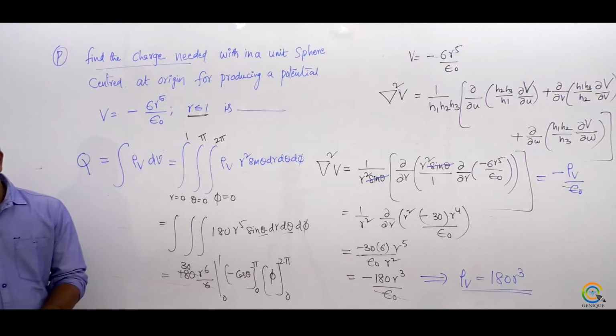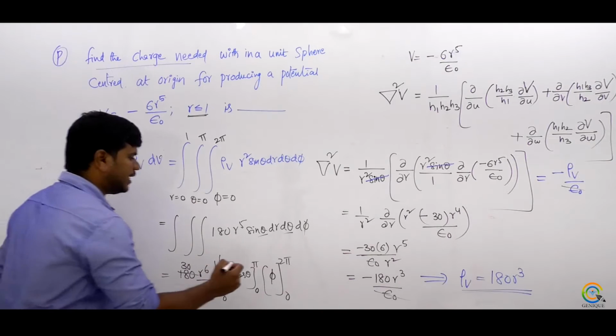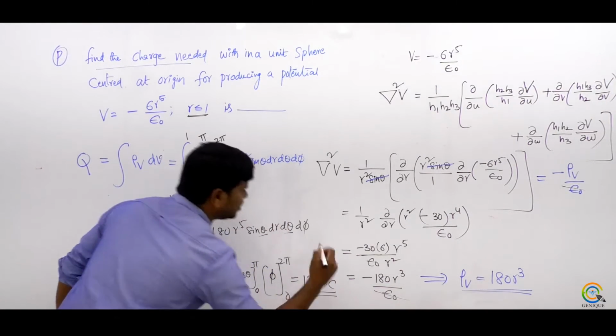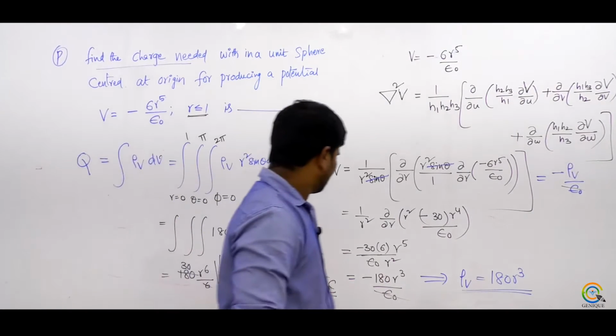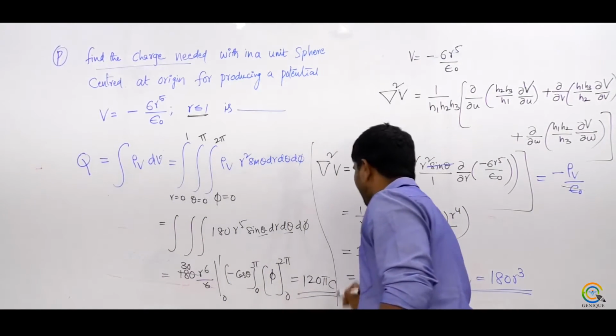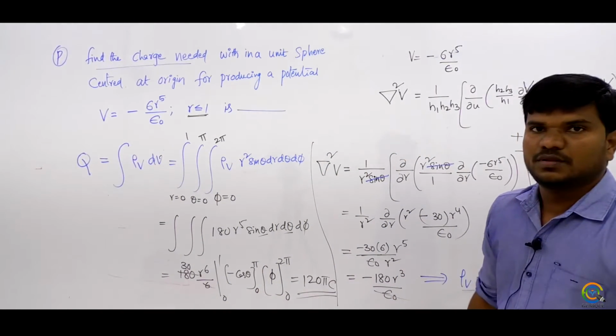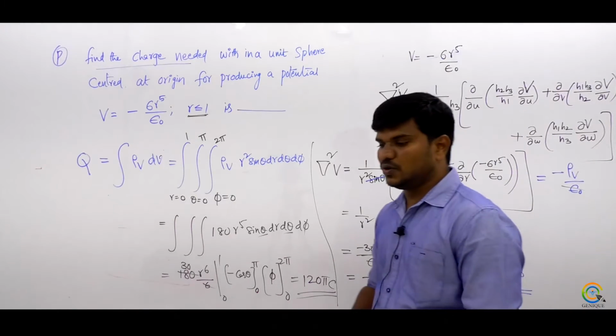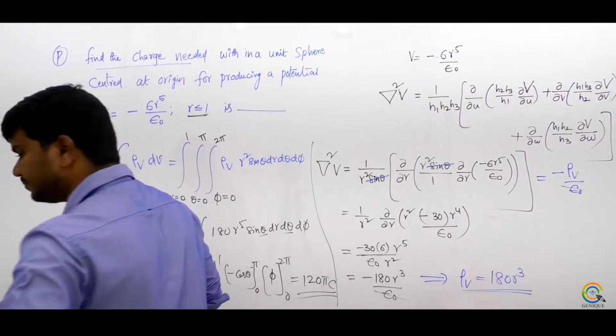So finally what are you getting? It will be 120 pi coulombs. So this is the final answer. Okay. So in this way we have to proceed. I hope you understand.